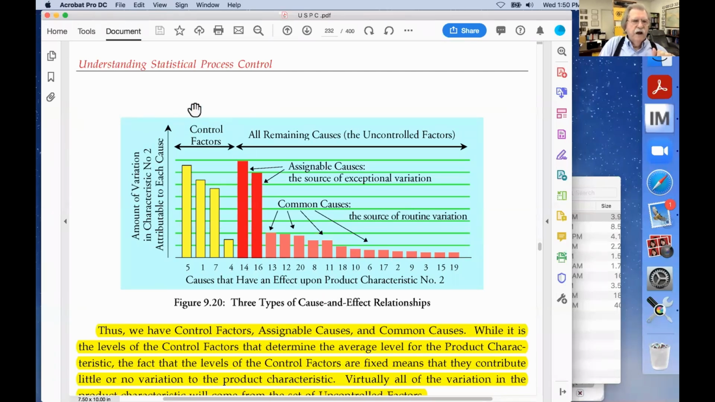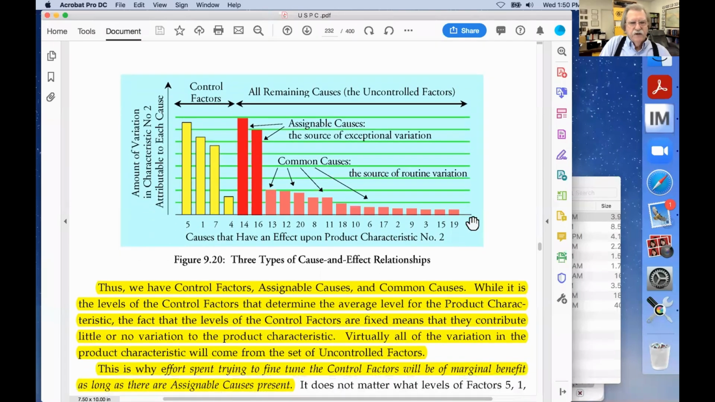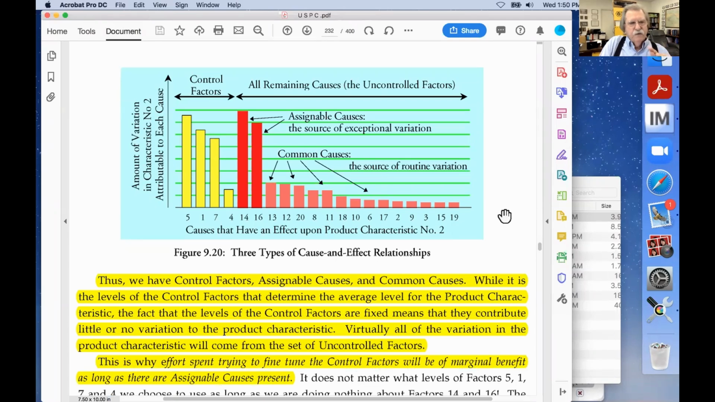So here's the story. You've got the factors you're controlling, page 232, and the factors you're not controlling. And in the set of factors you're not controlling, you have assignable causes and common causes. So we have control factors, assignable causes, and common causes. While the levels of the control factors will determine the average level for the product characteristic, the fact that the levels of the control factors are fixed means they will contribute little or no variation to the product characteristic. Virtually all of the variation in the product characteristic will come from the set of uncontrolled factors.